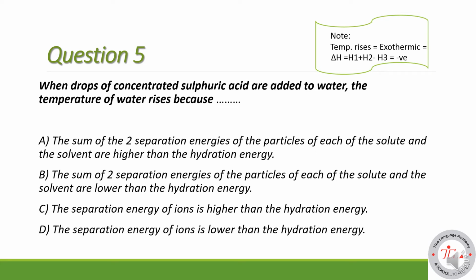To know the answer, we should know that a temperature rise means that the reaction produces heat. Producing heat means it's an exothermic reaction. And an exothermic reaction means delta H equals a negative value. And it becomes a negative value by H1 plus H2 minus H3, which means that H1 plus H2 is smaller than H3.